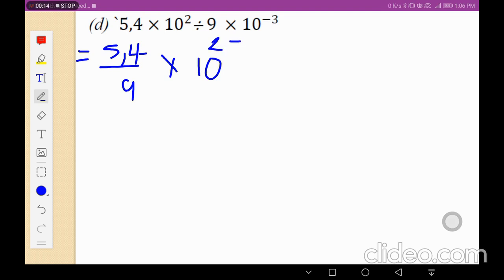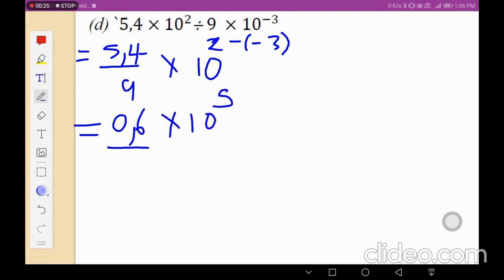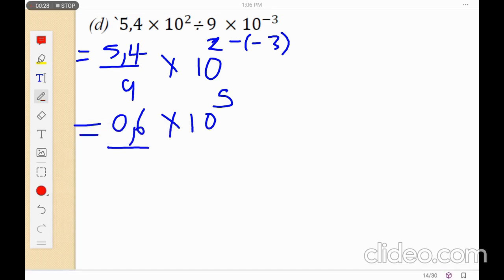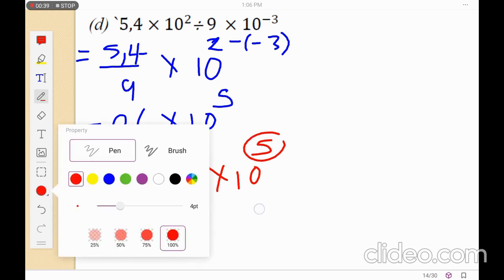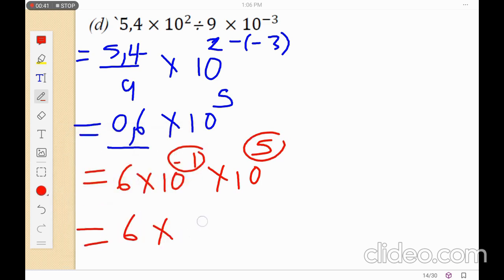10 to the power of 2 minus 3. Okay, 5.4 divided by 9, we get 0.6 times 10 to the power of 5. We write 0.6 in standard form. We can have it as 6 times 10 to the power of minus 1, then times 10 to the power of 5. So we are going to say minus 1 plus 5 there, we'll get 6 times 10 to the power of 4. That's how we answer this one. This becomes our correct answer.